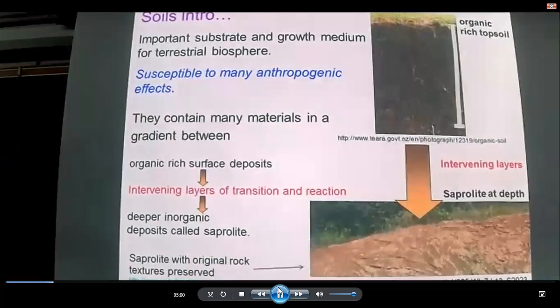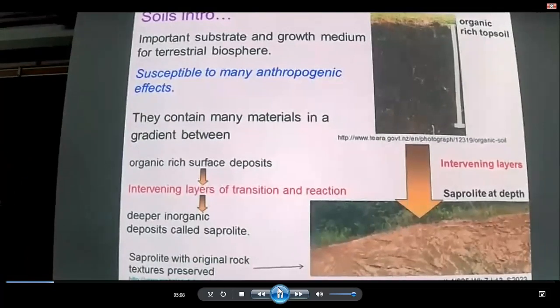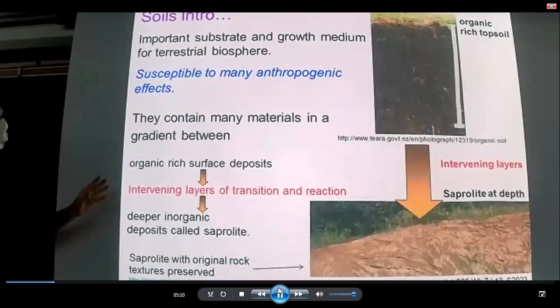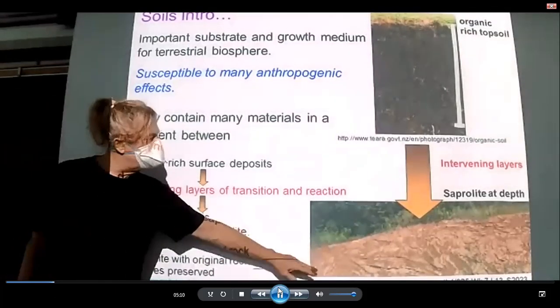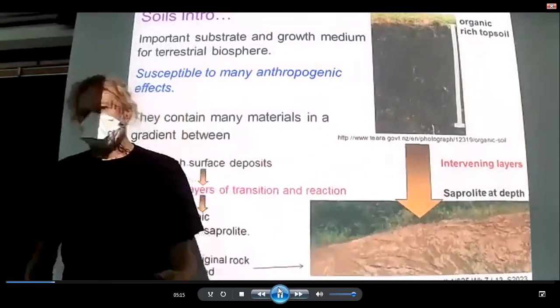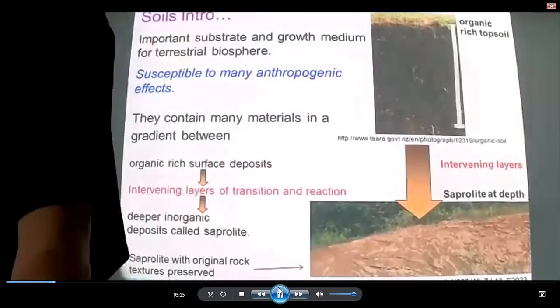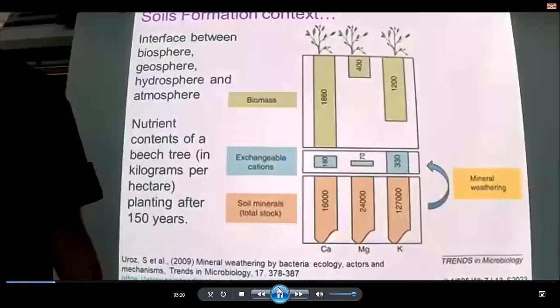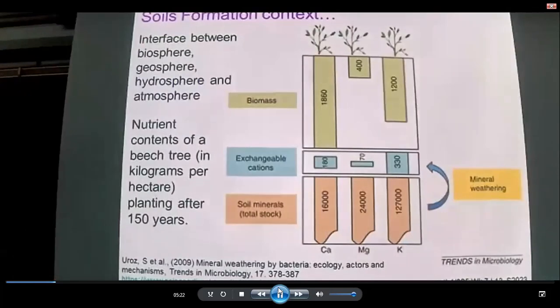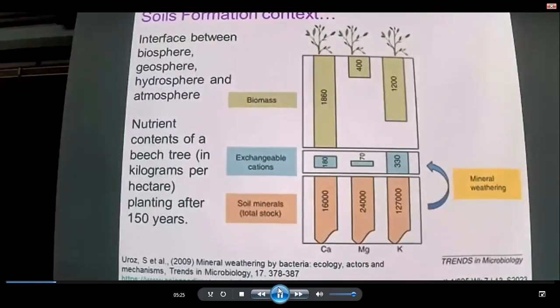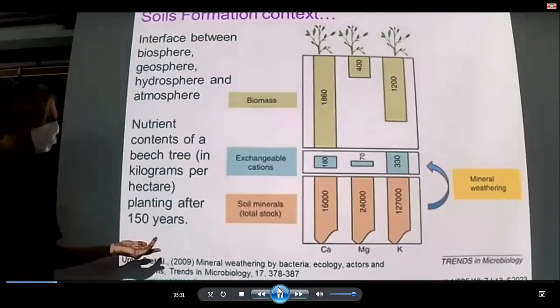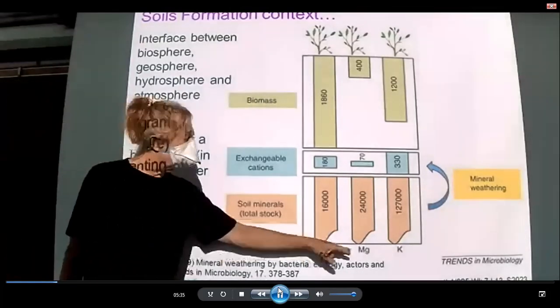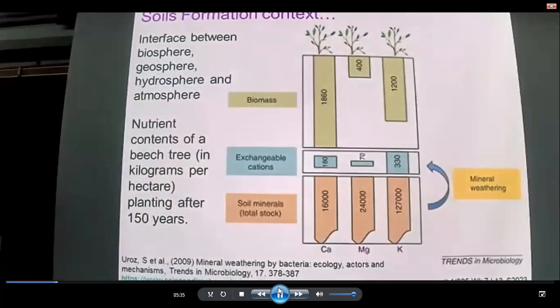But the important thing to recognize is that there's this gradient. And in the intervening layers between them, we have various changes in composition, structure, texture, and other properties that reflect how they are formed. We'll get into that more in a moment. This is just one little bit of note about three of the primary trace metals that are required for a terrestrial ecosystem, for the living plants on the land surface: calcium, magnesium, and potassium.